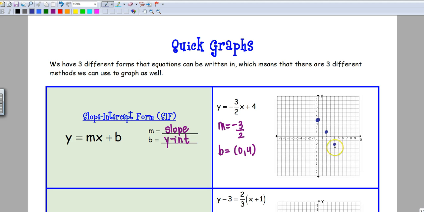Make sure you always go to the right unless you are reversing your line. Otherwise, you're going to make your line go the wrong direction. So when I say reversing, notice I'm doing this. I went every direction, or all the way I could in this direction. Now I'm going back to the y-intercept, and I'm going to go up 3 and left 2. And you should have a line that is falling from left to right.